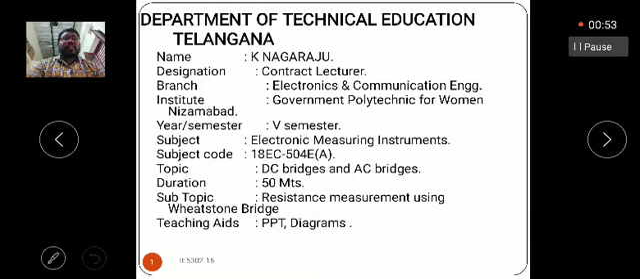In the previous class, we already discussed the meaning of a bridge and the use of bridges. With the help of bridges, we measure unknown components, that is, unknown resistance, capacitance and inductance. The bridge is arranged in a diamond shape: four arms are connected together in the form of a diamond. Then we construct the bridge circuits.